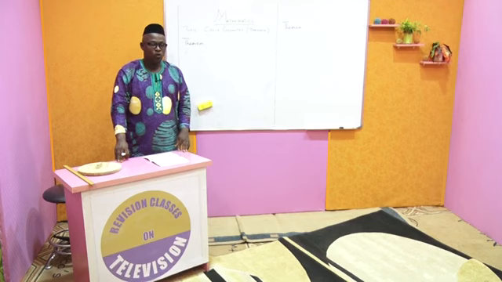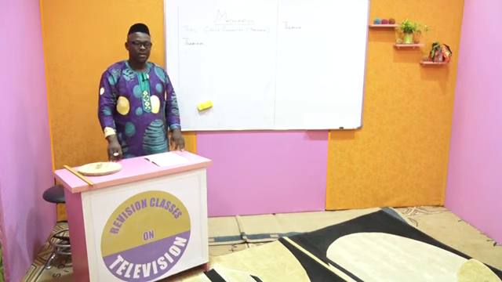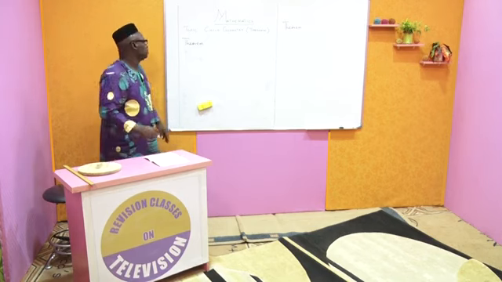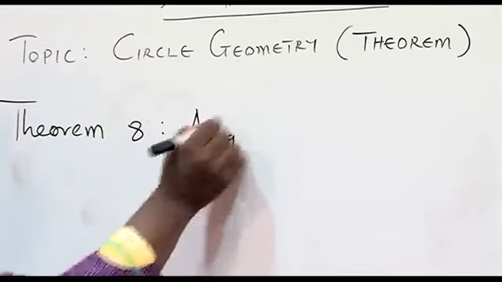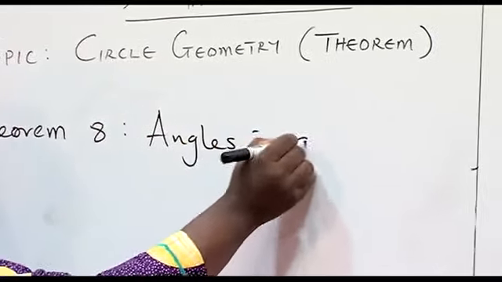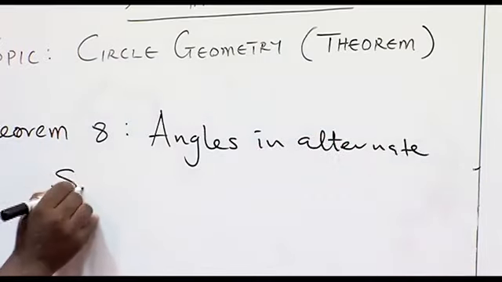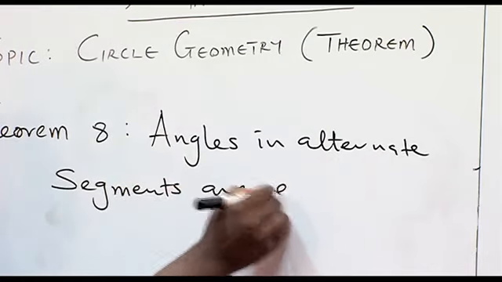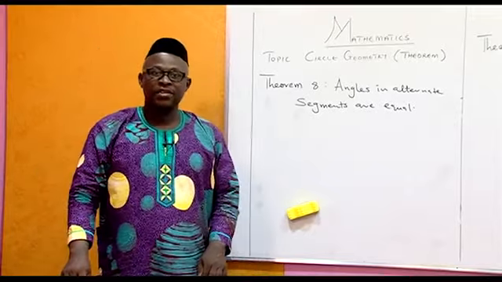Now we go on to theorem number 8. Theorem number 8 says that angles in alternate segments are equal. Angles in alternate segments are equal. Now let's put this in a diagram.